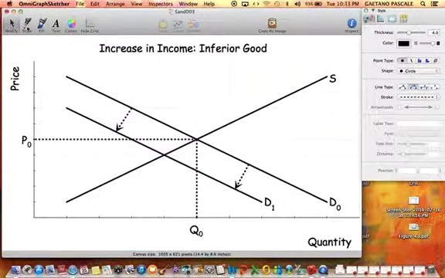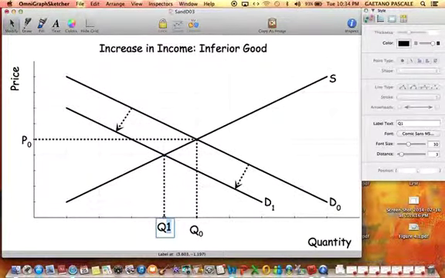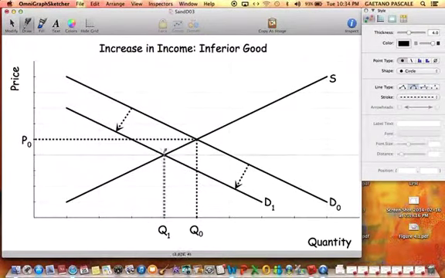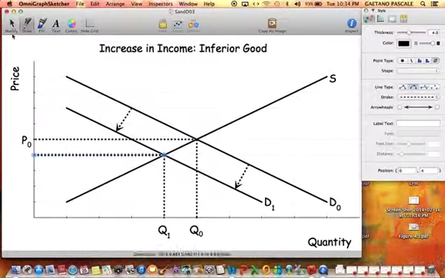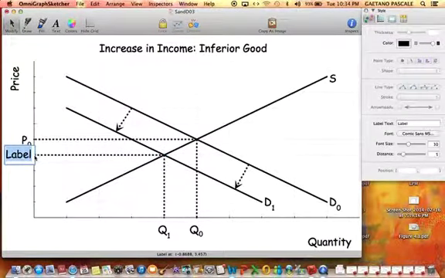And if we want to show what happens to the equilibrium price and quantity, we just go to that new equilibrium point. That is where D1, the new demand curve, intersects the original supply curve. And we make sure we label that as Q1. And then we can do the same thing for the equilibrium price. We go to the equilibrium where the demand curve D1 and S intersect one another, and that gives us the new equilibrium price, which is P1.